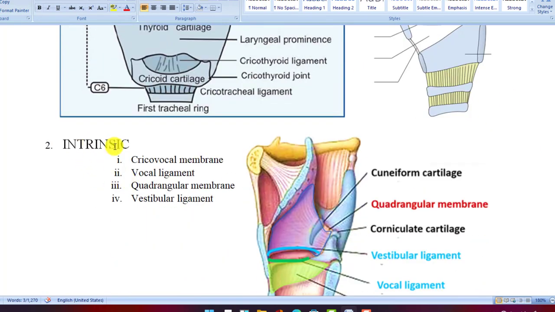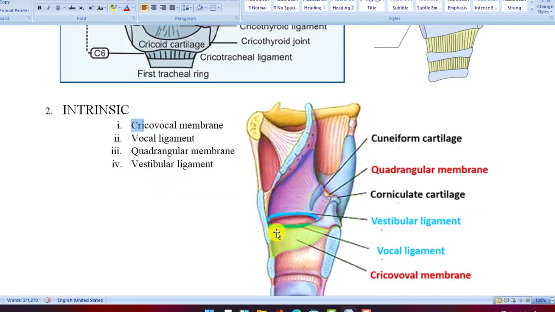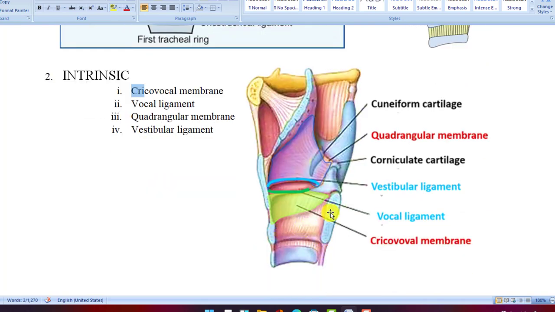Then there are the intrinsic ligaments. Intrinsic are those ligaments which are present inside the cavity of the larynx. So first there is the cricovocal membrane. Crico means cricoid cartilage. This one is the cricoid cartilage, right? And this is the thyroid cartilage.